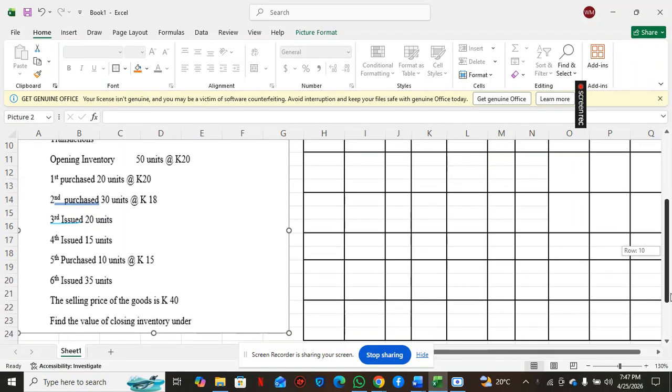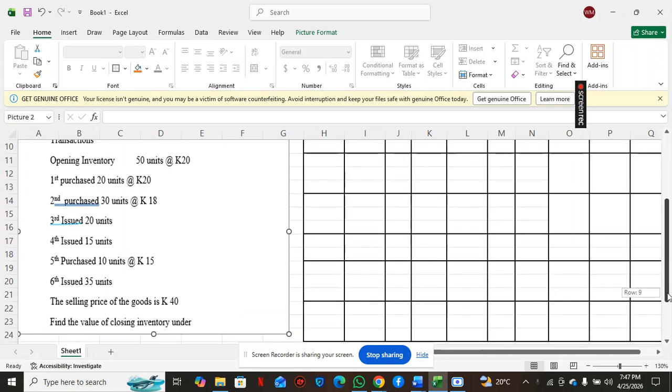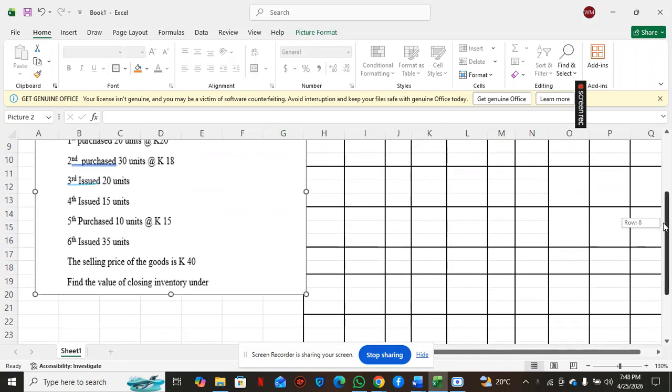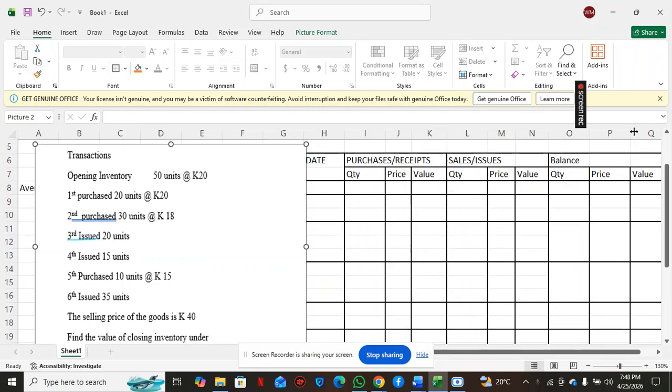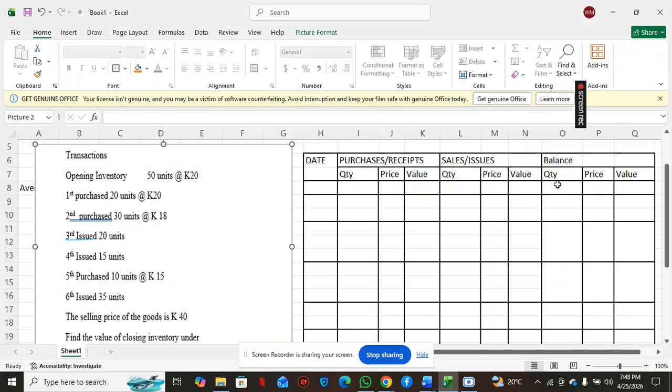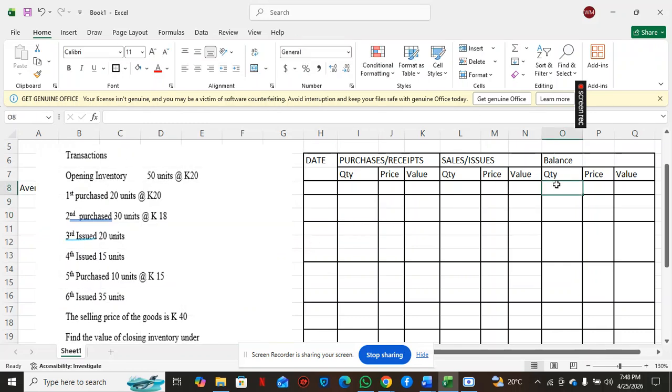So we've been given information in this question here. Let me just put this side by side. We have to put this information in our stores ledger. The first thing, opening inventory, you go in the balance section: 50 units, valued at 20 kwacha. Total value is 1,000 kwacha.